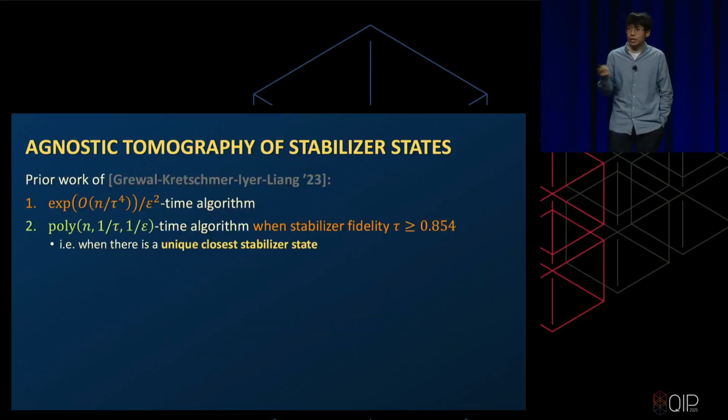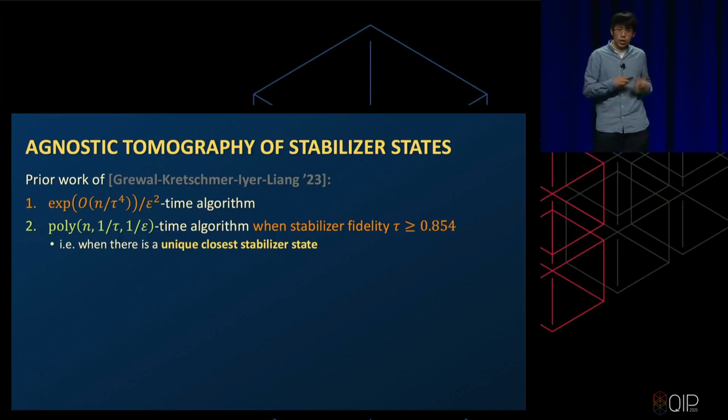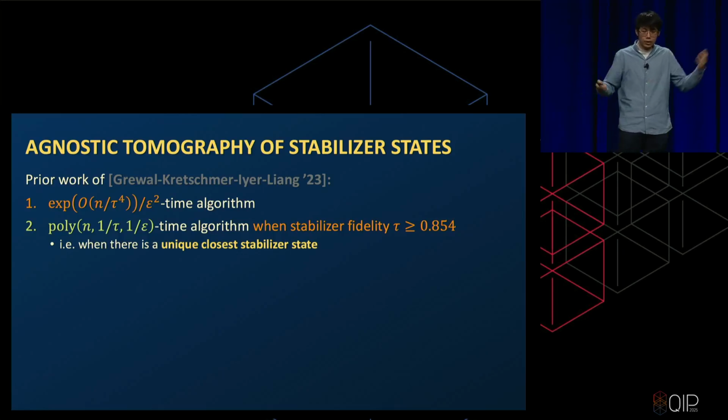So what's known about agnostic tomography of stabilizer states? From prior work, there's this nice paper of Weiyuan et al. that showed that in general, you can always get an exponential time algorithm. Note that this is non-trivial because the number of stabilizer states is actually larger than 2 to the order n. It's 2 to the order n squared. And they're able to obtain a singly exponential time algorithm.